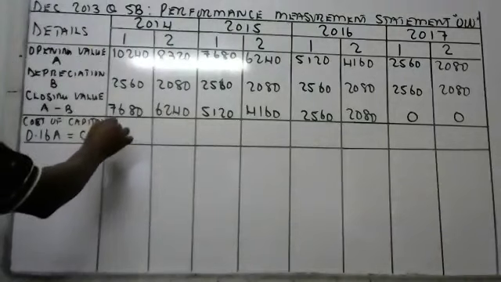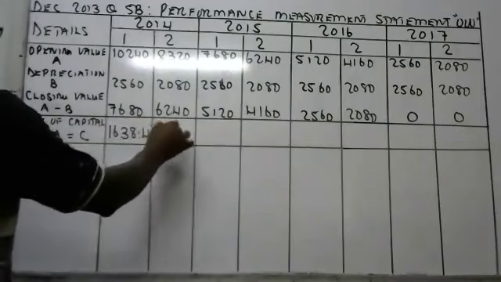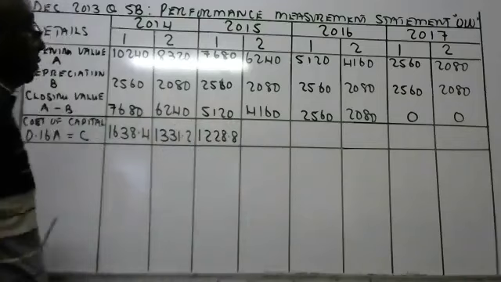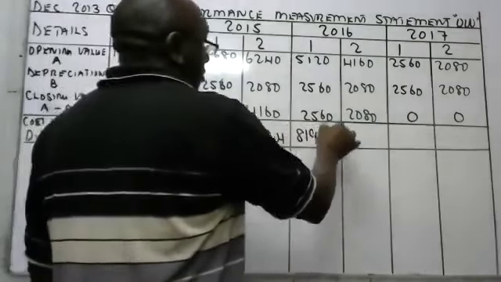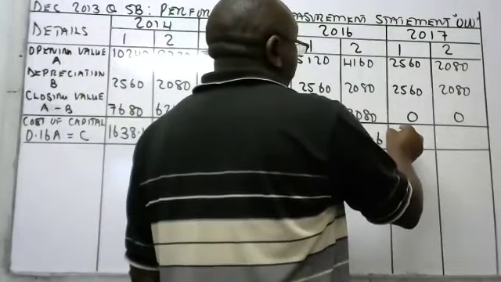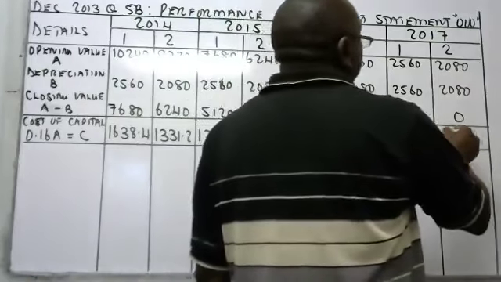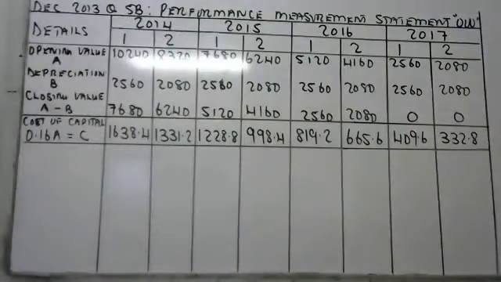16% of the opening values gives 38.4, then 1.2, then 28.8, 998.4, then 19.2, 665.6, and 49.6, then 332.8. That is the cost of capital.